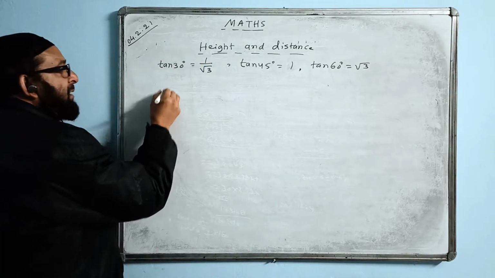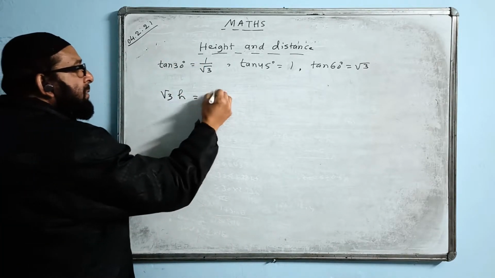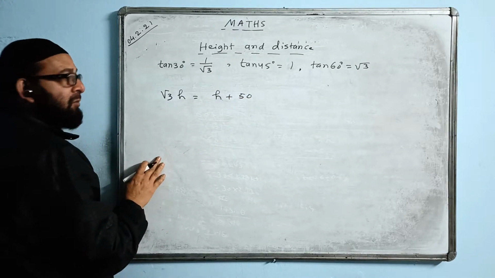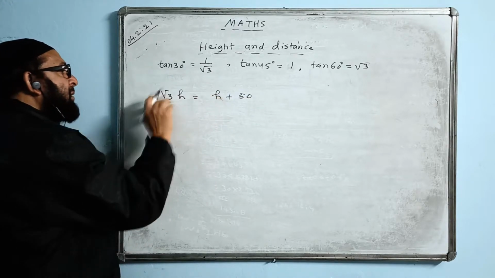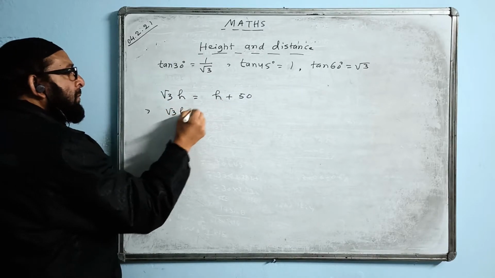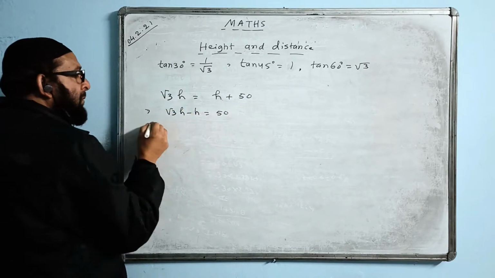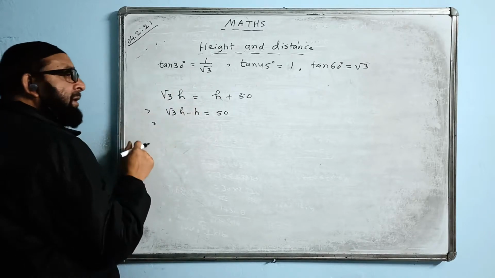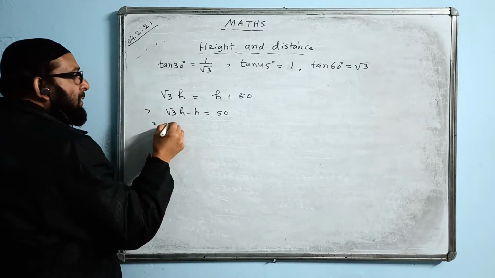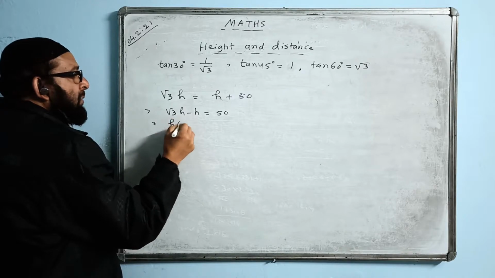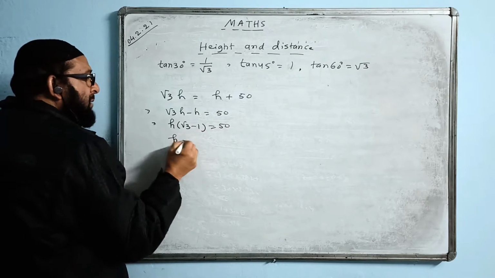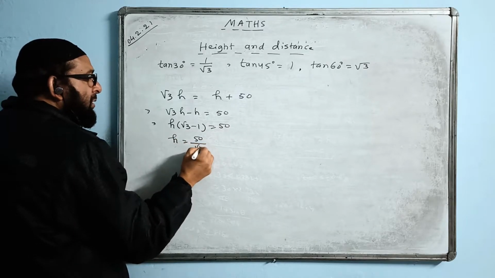Similarly, suppose I am having an equation like this: root 3 h is equal to h plus 50. Find the value of h from this equation. How to find? This h will bring this side. h and h, keep it, bring it on one side first. Take h common, you get h times root 3 minus 1 is equal to 50. Therefore, h value is coming to 50 by root 3 minus 1.